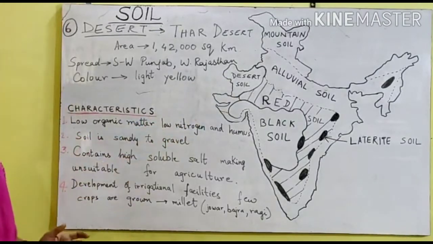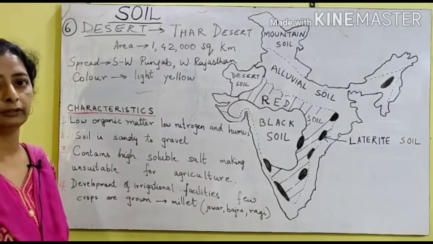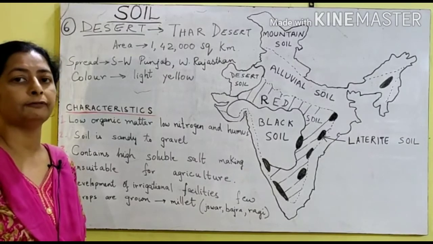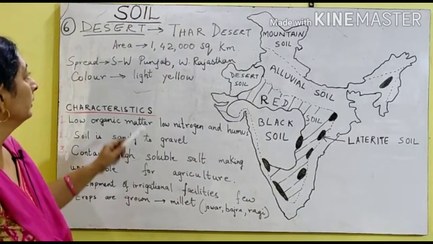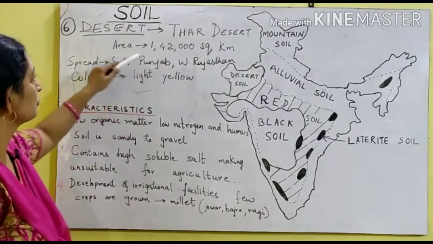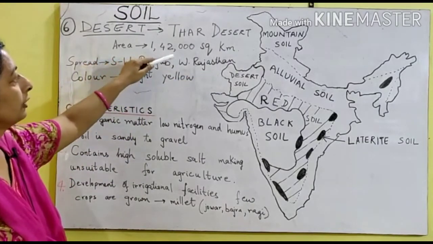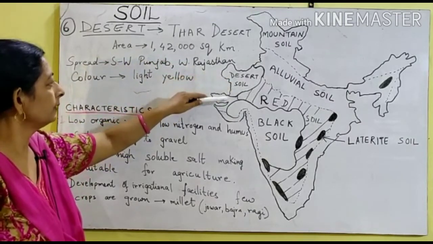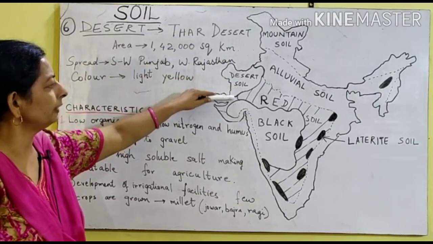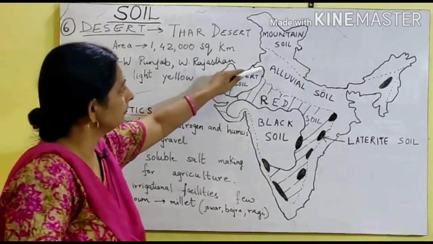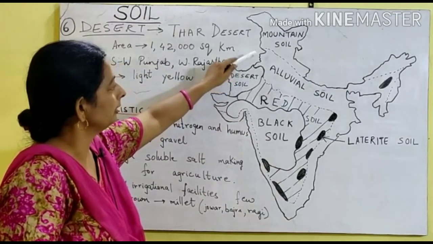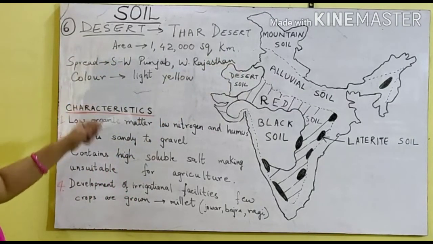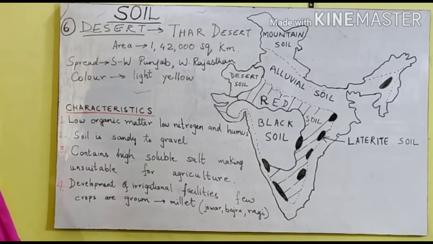Now desert soils are formed due to scarcity of water. They have high salt content in them, and that is why they are considered to be unfit for agriculture. The Thar desert extends to an area of 1,42,000 square kilometers. This means a large part of Rajasthan and a very few parts of Gujarat. And then we have the southwestern part of Punjab. These areas are covered by desert soil. The color of this soil is light yellow.